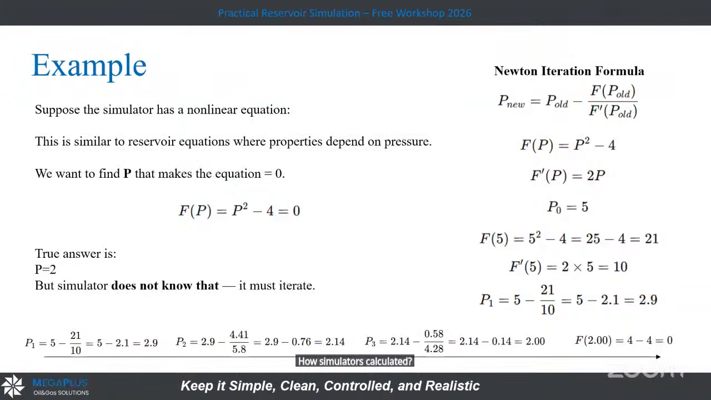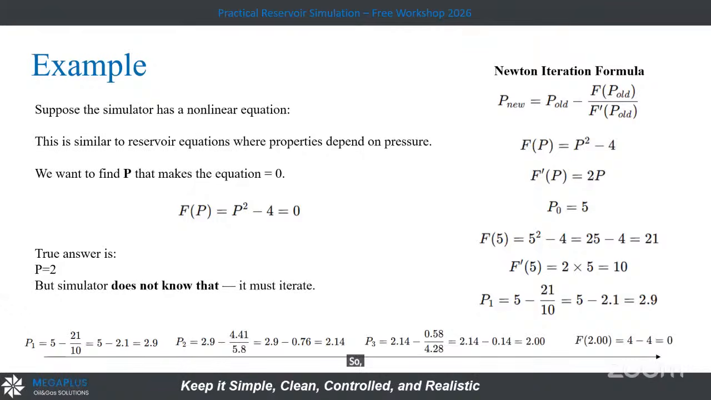Simulators use iteration. Iteration means trial and error until the error is zero. I need you to imagine a cell. The input of any cell in the model will depend on the output of the neighboring cell. So each cell doesn't know exactly, at this time step, the input data.